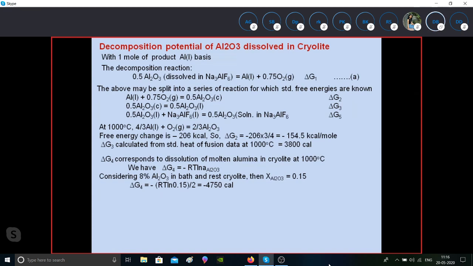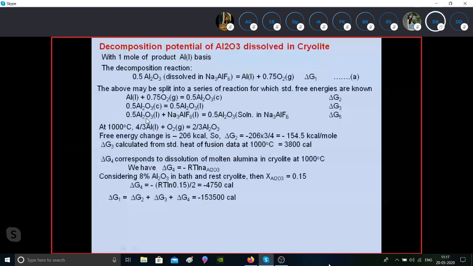Why 0.15 by 2? Because 0.5 alumina is involved in the reaction. This is for 1 mole of alumina, but my reaction says it is for 0.5 alumina. So therefore, we are converting the entire G4 value, dividing it by 2 to make it amenable to 0.5 alumina. So it turns out to be minus 4750 calories. You can repeat this calculation.